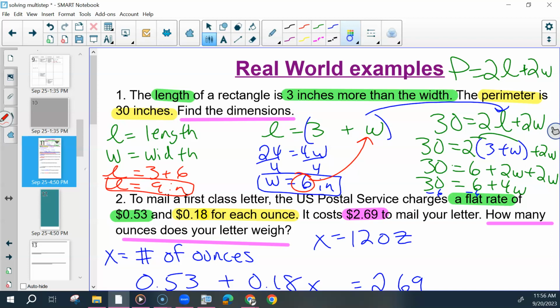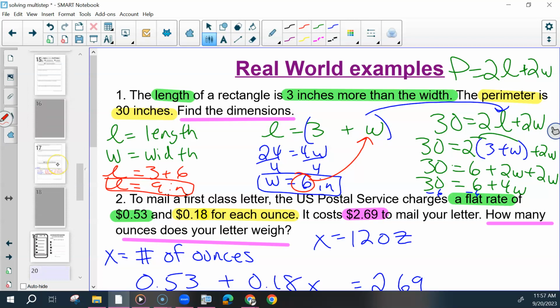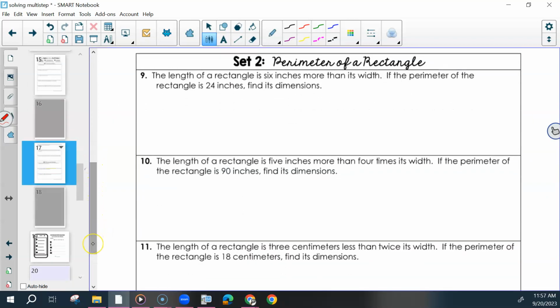Yes, that's the fourth of it. Any other questions on how we set this up? Are you confused about anything in that? Because we're going to do another one. Go to the very last page, the back of that last page, and then the bottom of that last page. Section that says perimeter of a rectangle.